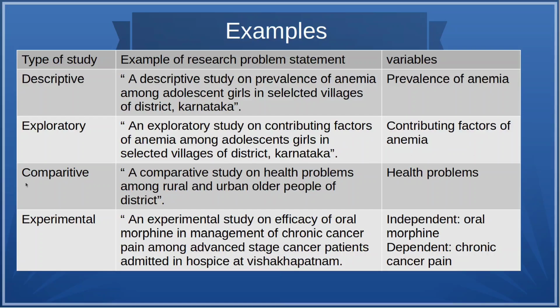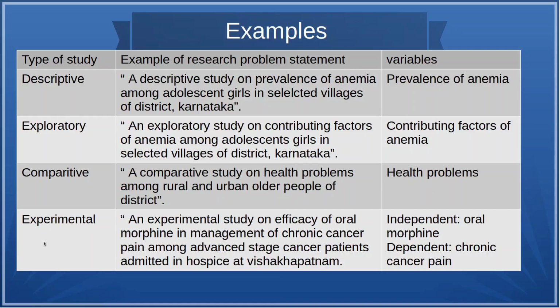Third type of study is comparative study. A comparative study on health problems among rural, urban, older people of district. Comparative, you are comparing here two groups, you are taking rural people, urban people, and you are conducting a comparative study on health problems with what they are suffering, older people. Okay, so health problems which are going to change from rural to urban. So health problems is the variable which varies.